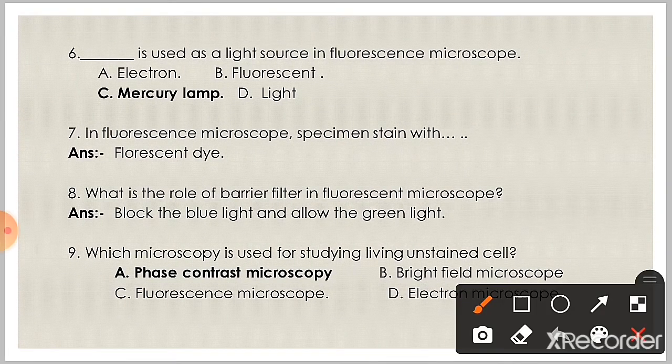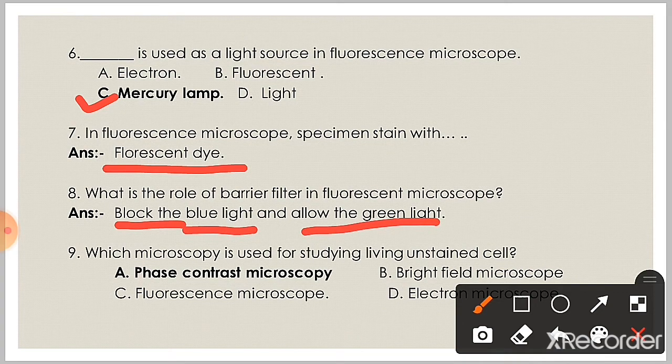Question 6. Dash is used as a light source in fluorescence microscope. Option C, mercury lamp. Question 7. In fluorescence microscope, specimens stain with. Answer: fluorescent dye. Question 8. What is the role of barrier filter in fluorescent microscope? Answer: block the blue light and allow the green light.